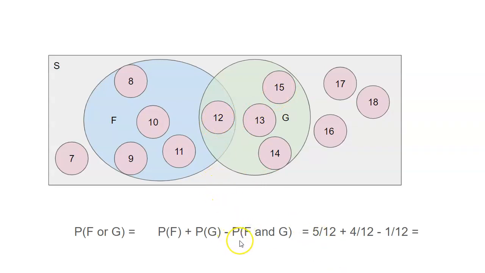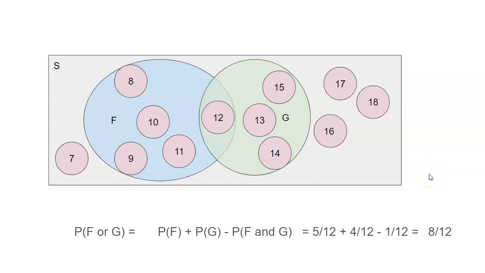So now I have to subtract the probability of F and G. So that's one element that's in F and G out of the total 12 elements altogether in the sample space. So each of those was out of 12, or in other words, 8/12 again.